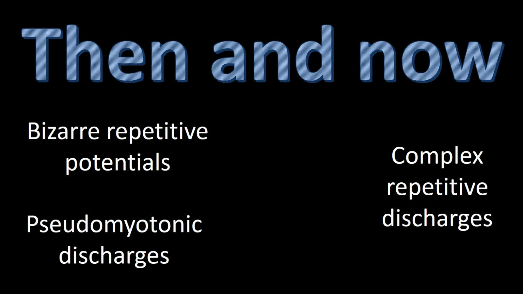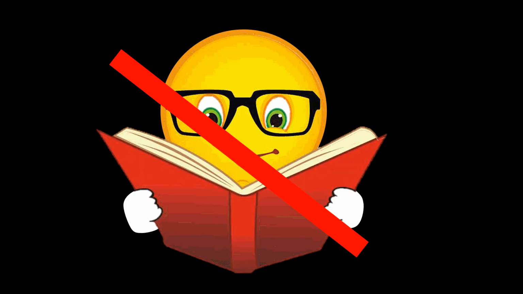The condition addressed in this question is called complex repetitive discharges, but it has been called bizarre repetitive potentials and pseudomyotonic discharges. I think the three names have one thing in common: they are mysterious. I will start answering this question by asking you that when you look at the next frame, not to read it, but only to pay attention to the sources.